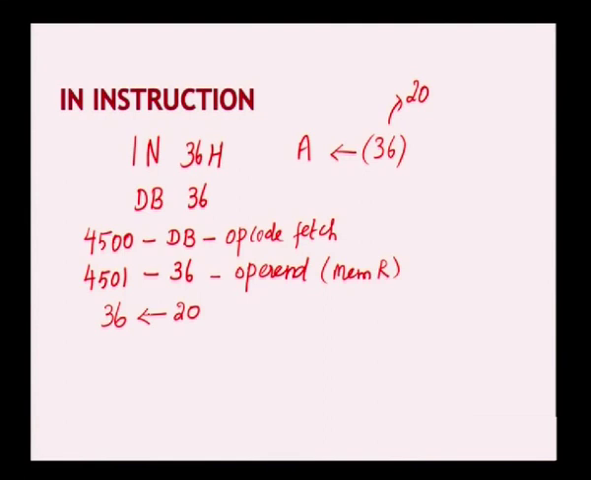For this, how many machine cycles are required? M1, M2, M3, so 3 machine cycles are required. This whole thing is called the instruction cycle. The instruction cycle has 3 machine cycles: M1, M2 and M3. M1 is the opcode fetch, M2 is the operand read, M3 is the internal operation. Here, the type of operation performed is reading the data from the peripheral device, so IOR. These 3 are very important terms.